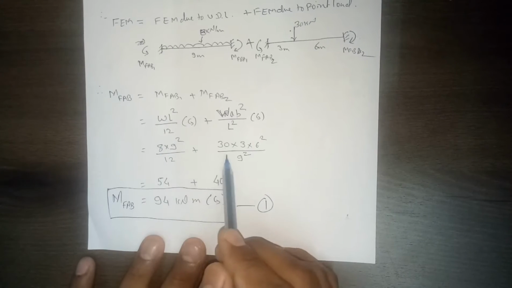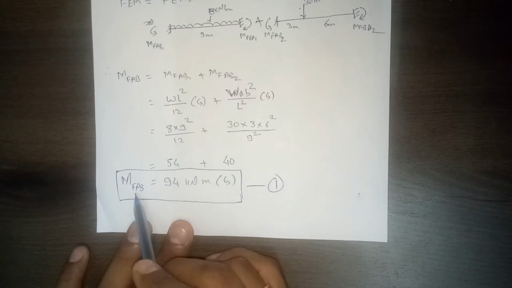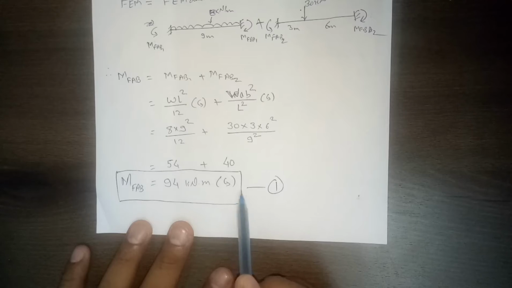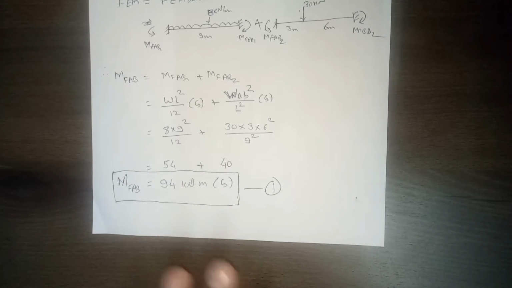Then we will substitute these values, and after calculation what we get is the fixed end moment at point A equal to 94 kilonewton meter, and that too in anti-clockwise direction. So this is how you can calculate fixed end moment.